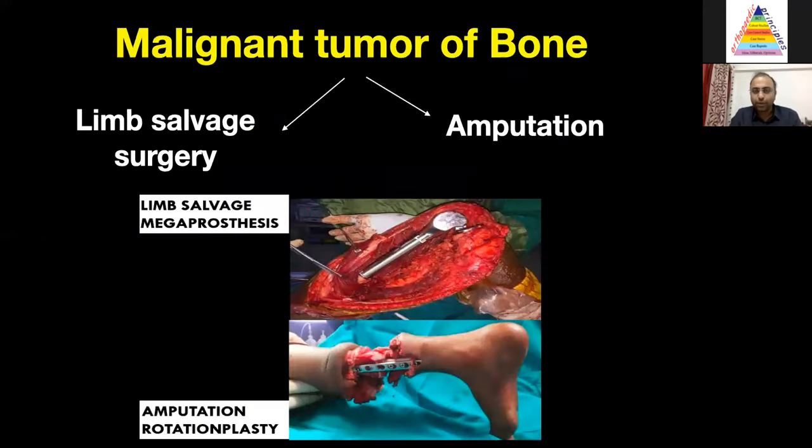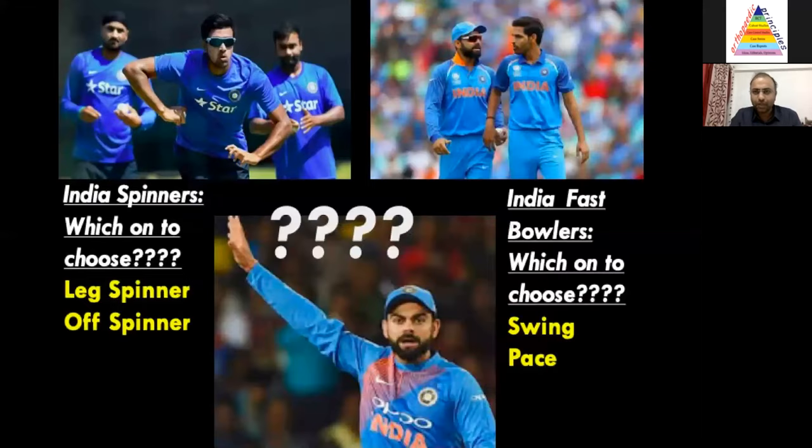There are two treatment options in management of malignant bone tumors. One is limb salvage surgery. The upper picture is of limb salvage surgery, that is a megaprosthesis done, and the lower is amputation, a modified amputation, rotationplasty. So we always have two treatment options, limb salvage and amputation, and in the majority of cases nowadays limb salvage surgery is performed across the globe for malignant bone tumors. It's like Virat Kohli having multiple treatment options.